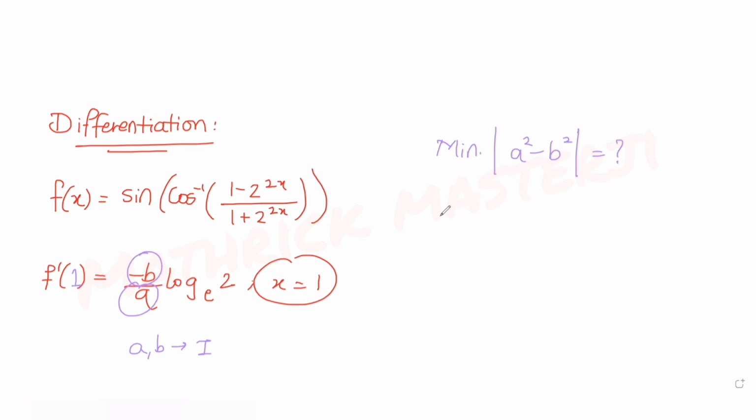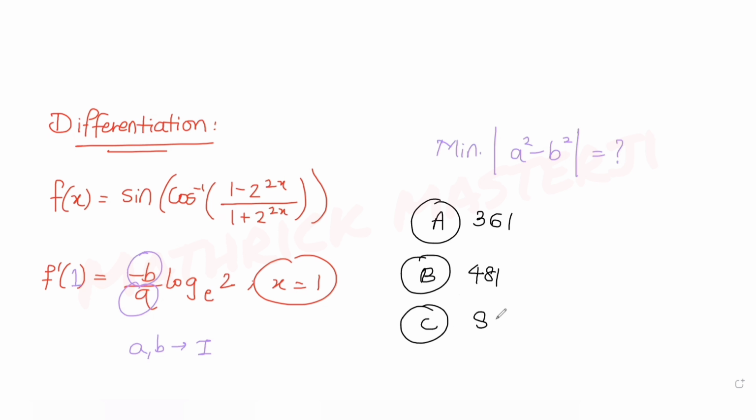The answer choices given to us are 3, 6, 1; the next option is 481; the next option is 841; and the last option is 18. So we need to figure out which one of the four options is the correct answer for the question. Let's figure out the minimum value of this entire expression.